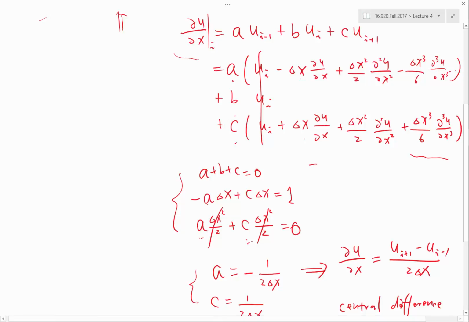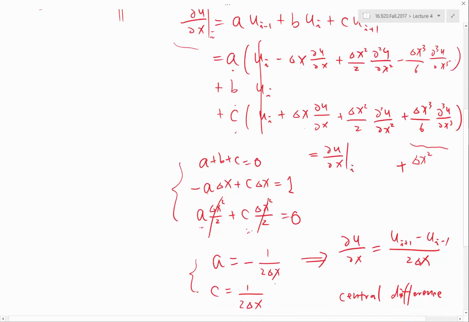Once we do that substitution, what we get is the derivative we want to approximate, and this term is 0. We get plus the delta x cancels with the delta x cubed to give delta x squared, and with the half it's going to be over 6, times the third derivative of u. So this is going to be the leading error term in this central difference approximation.